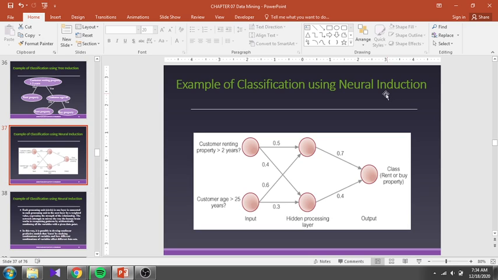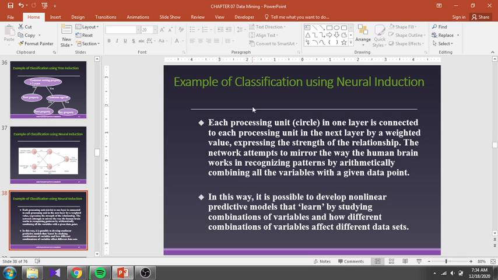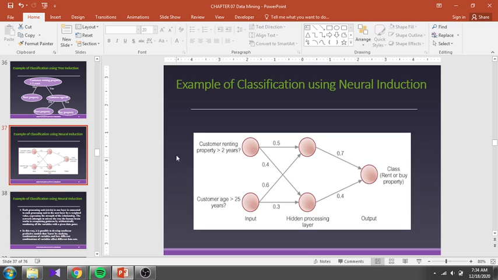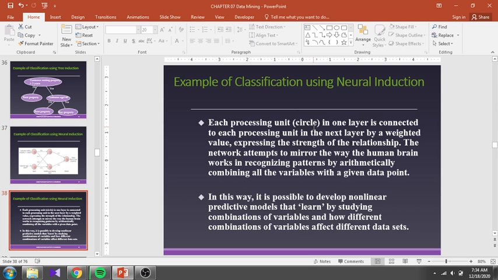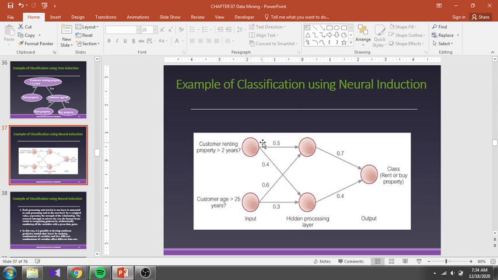This one is neural induction. We have just two: tree induction and neural induction. As you can see, neural induction here is more about the relationships between the variables. Here are examples of using neural induction. Each processing unit, or circle, they call a processing unit. It is like a use case, more or less.